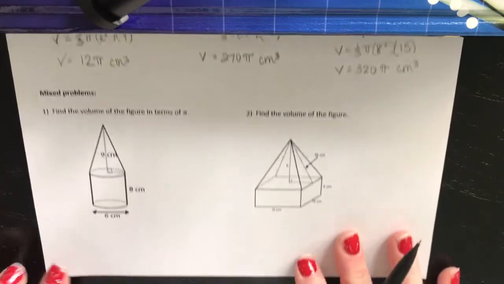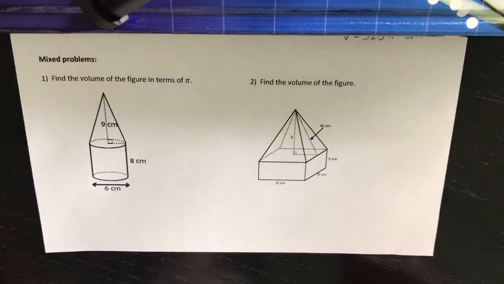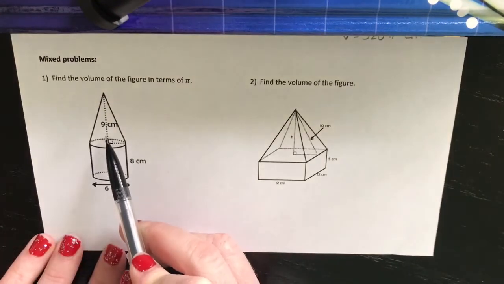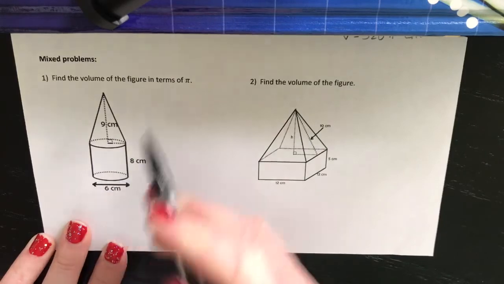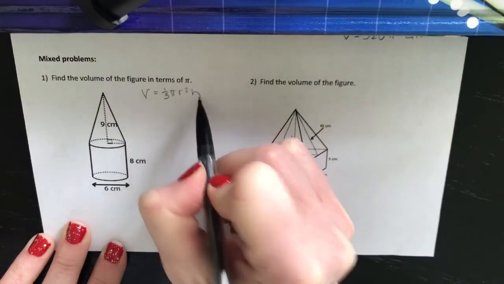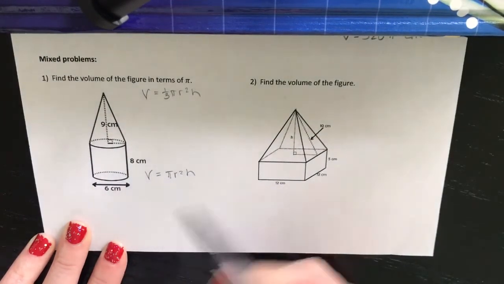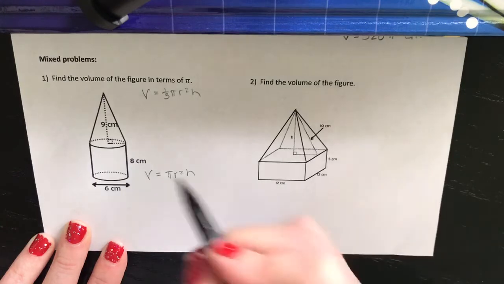All right, to finish here, we have some mixed problems. For this one, we should be able to find the volume of any of these mixed shapes that we've done so far. In this one, you have a cone and a cylinder. So you use the reference sheet. The cone is 1/3 pi r squared h. I'll leave some space. The cylinder is pi r squared h. We're simply going to do both of them and add them together.